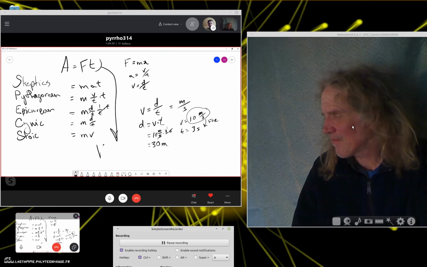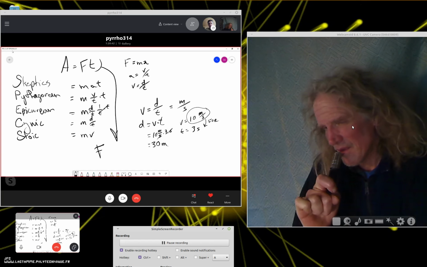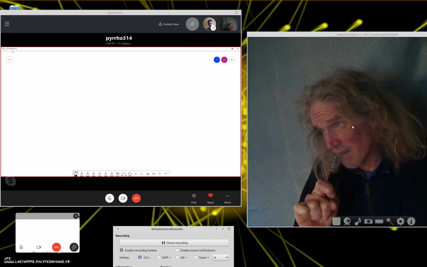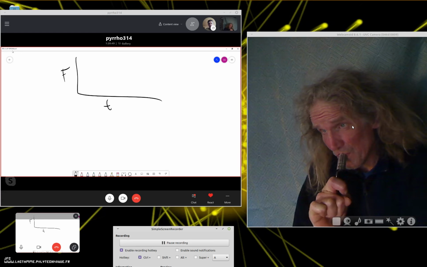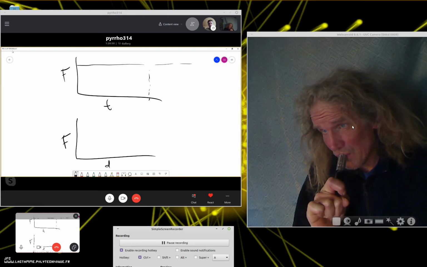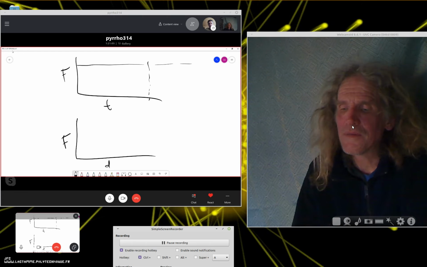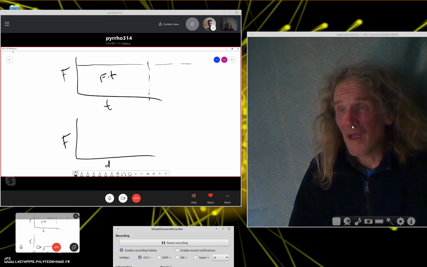When you take the F, the thing is like this. If I have a graph of this kind of thing, so I have F versus T, and I have F versus D, and let's say they're constant. The F is constant, and I do it for a certain time period. Then F times T is the area of this box. That's F times T because it's an F times T box. That's how the graph works.